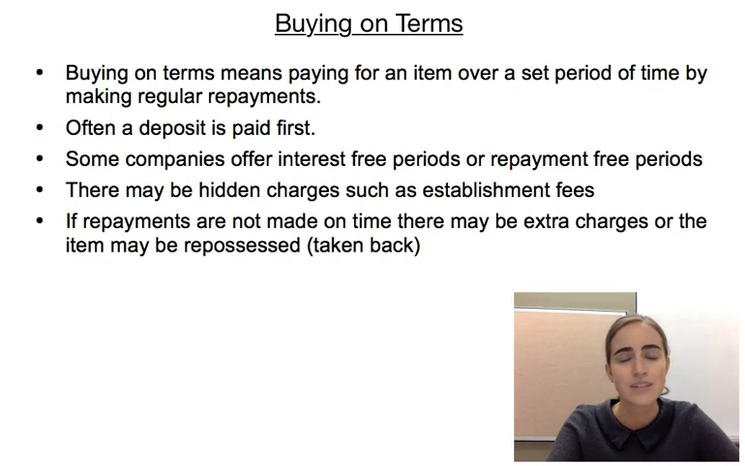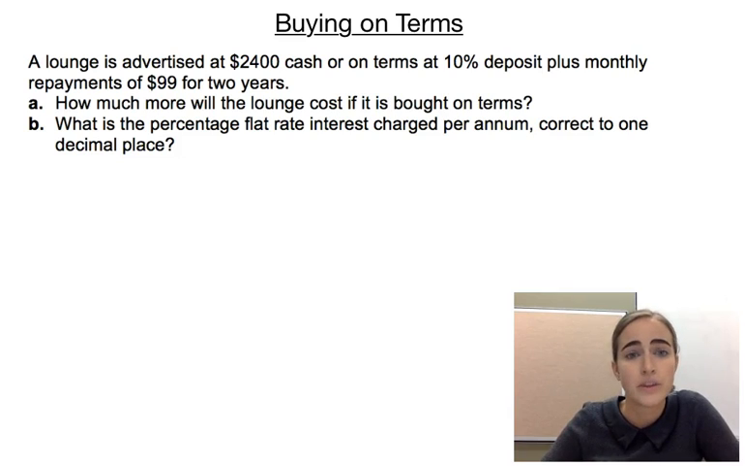And you've got to be careful because sometimes there's some hidden charges like establishment fees or account keeping fees. If the repayments aren't made on time, there might be extra charges as well, or the item may be repossessed, so they might come and take it back. So let's have a look at what this looks like with an example.